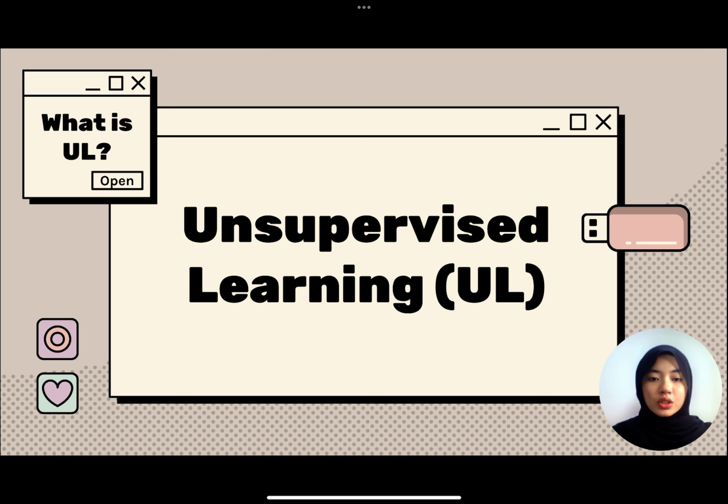So what is unsupervised learning? It is a type of machine learning where the system works with data that has no labels. So instead of us telling the computer the answers, we let it find patterns, groups, or structures by itself. This is very useful in real life when labeling data is too expensive or even impossible.